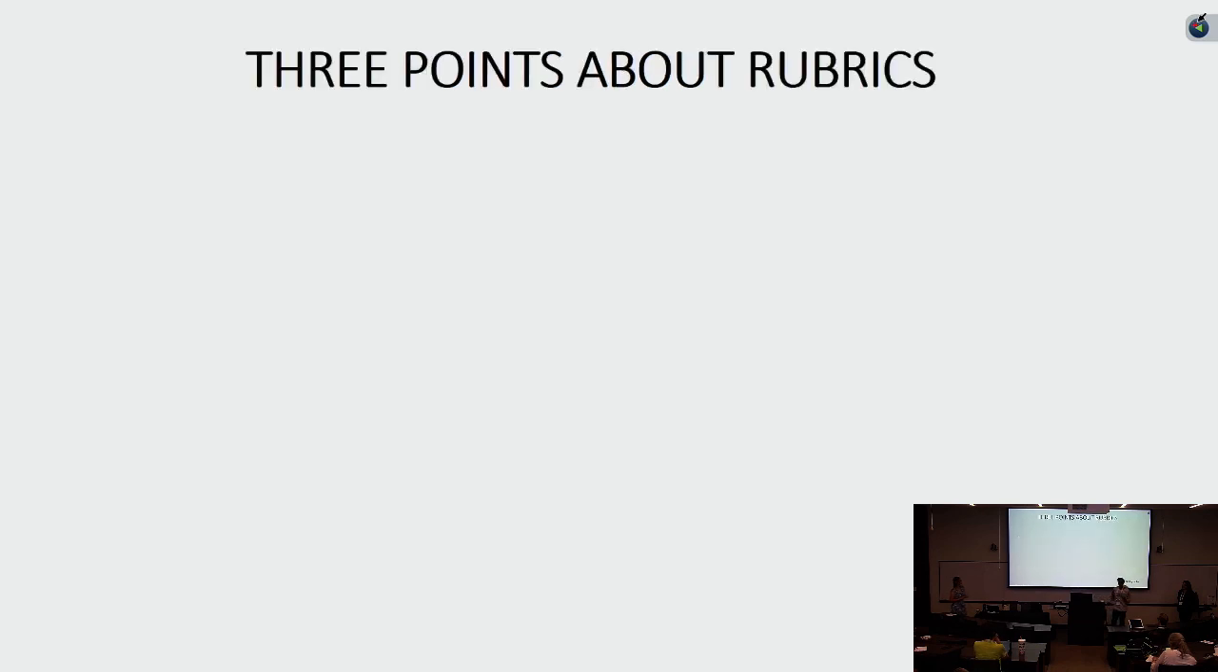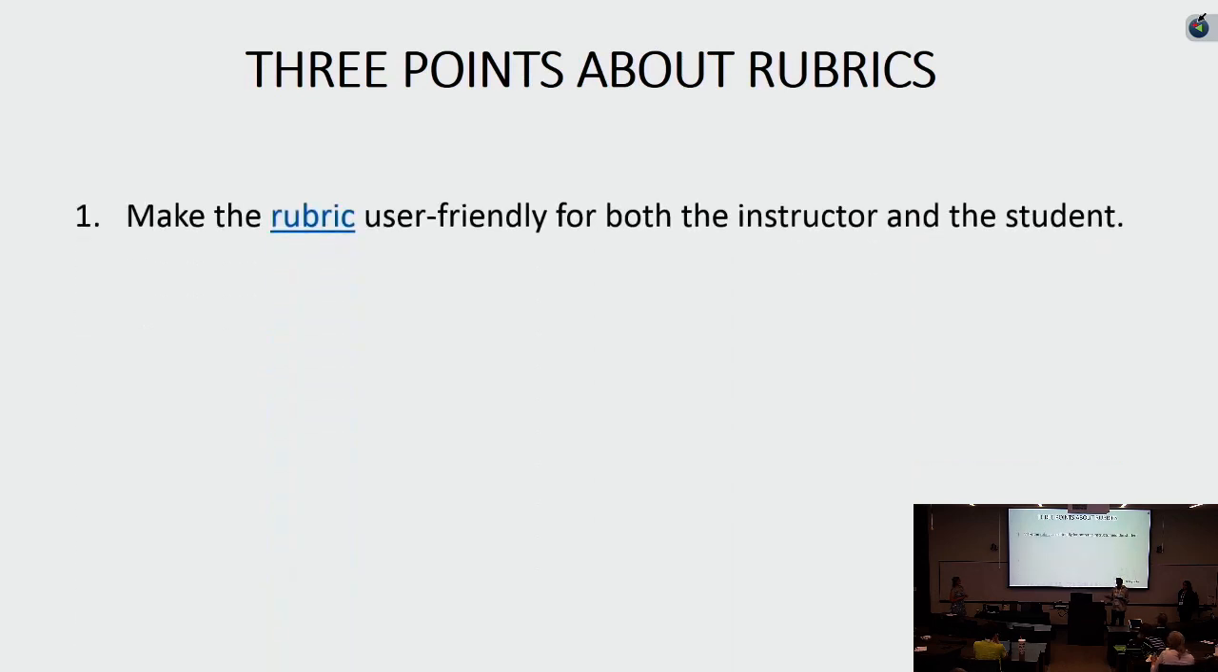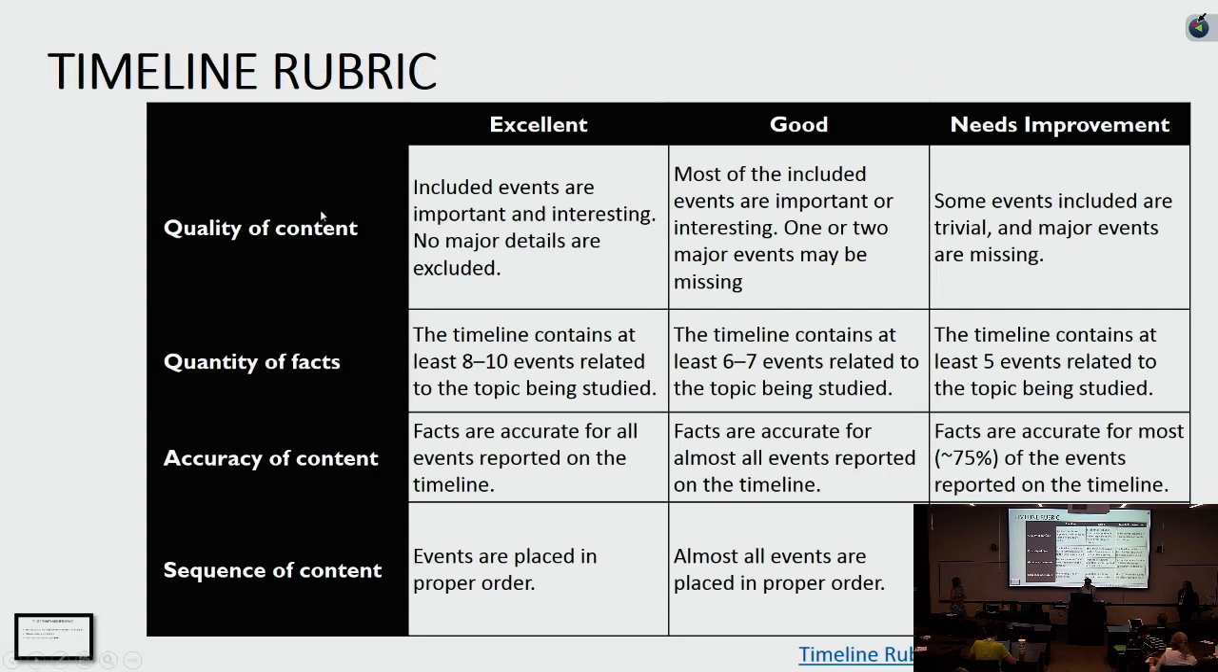So I would like to give you 3 points about rubrics. First, make the rubric user-friendly for both the instructor and the student. So let's look at a sample rubric. This is a timeline rubric from readwritethink.org. Readwritethink.org is actually a K-12 website, and I will show you some rubrics from some links to websites for higher education later, but anything can be adapted and used for your purposes.